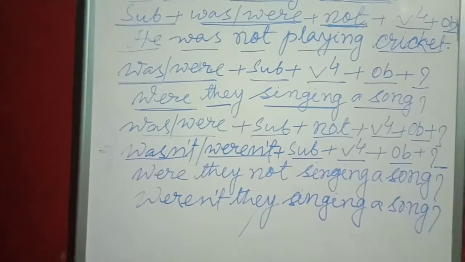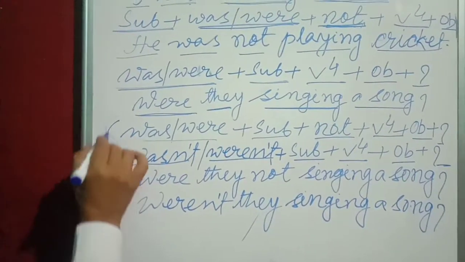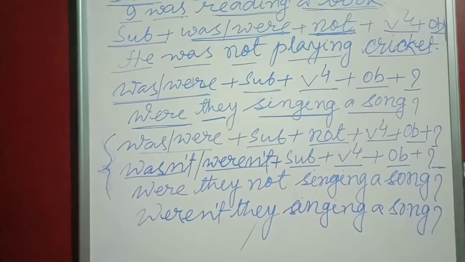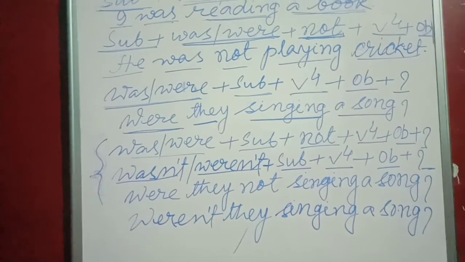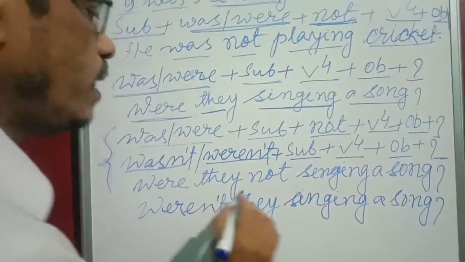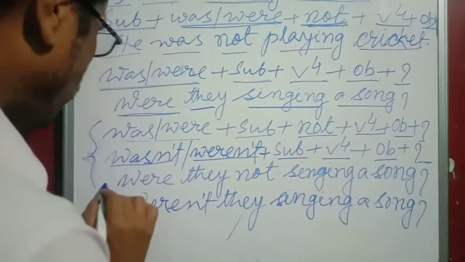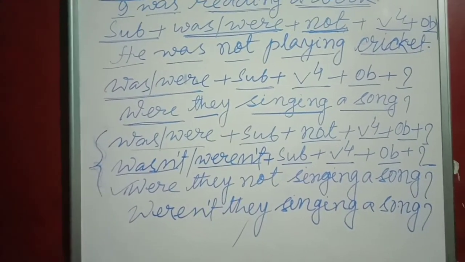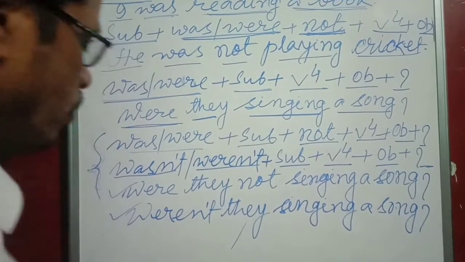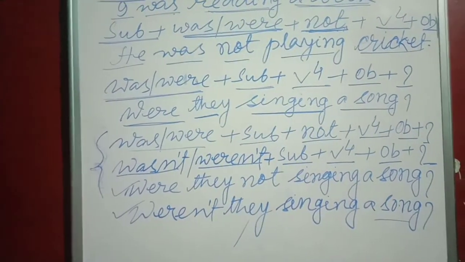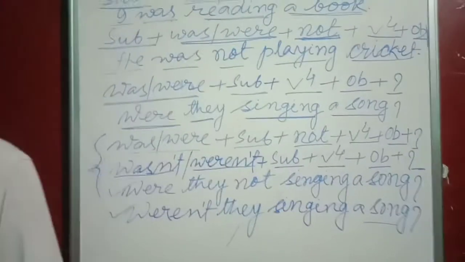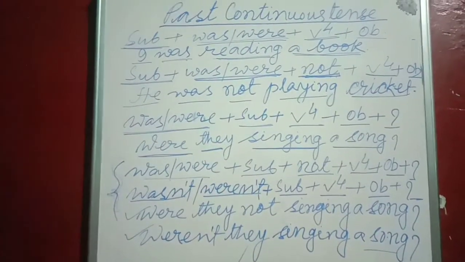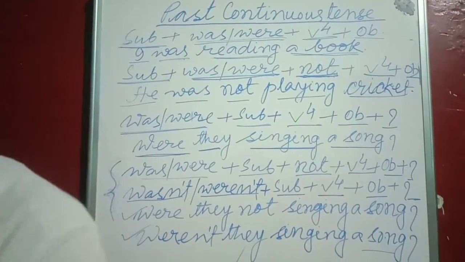You can use both forms or both structures yourself; whichever you feel is easier, use that one. The example is, were they not singing a song? This is the long form. And what is the short form? Weren't they singing a song? This is the short form. And in this way, students, you yourself can form several sentences.